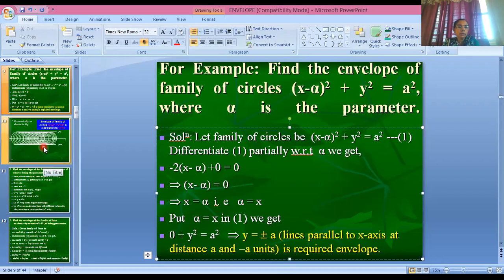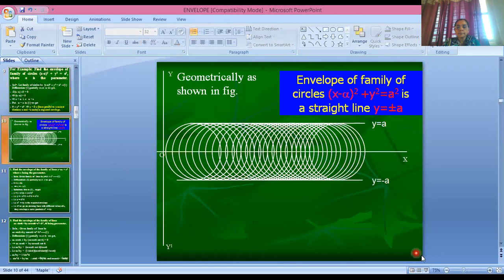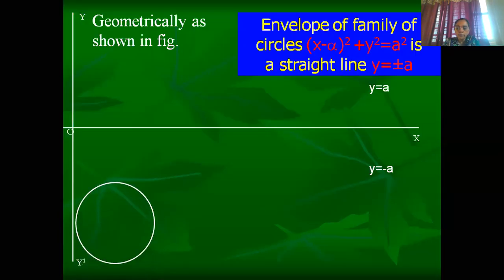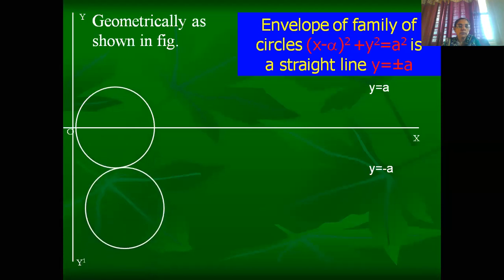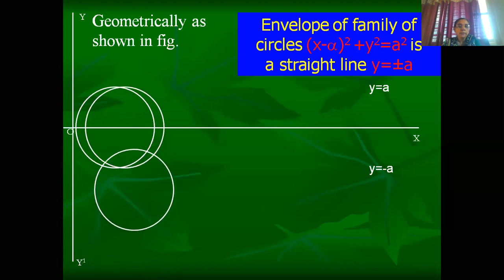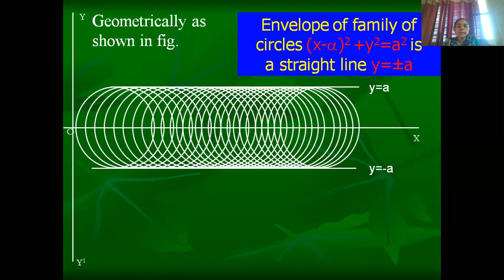Once again, I will show that. The envelope of the family of circles is y equal to a and y equal to minus a. If you draw the circles one by one for different values of alpha, at the end you can get the lines. This is one line, y equal to a, this is another line, y equal to minus a. So these are the envelope of the family of circles. If you see this figure, it is very beautiful, and such shapes are used in architecture.